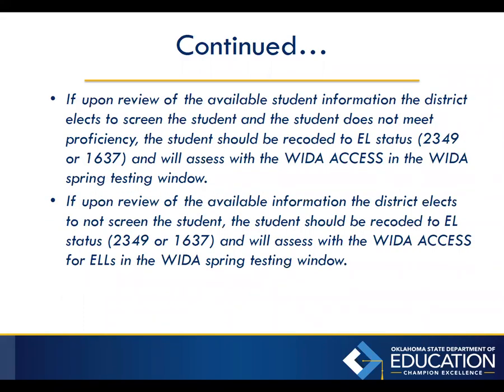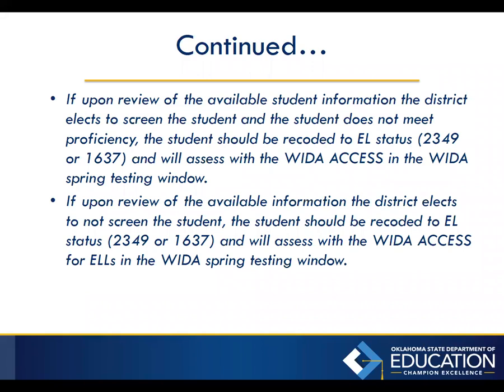Okay. If upon review of the available student information, the district elects to screen the student and the student does not meet proficiency, the student should then be recoded to EL status, either 2349 or 1637, depending, and will assess with the WETA ACCESS in the WETA spring testing window.